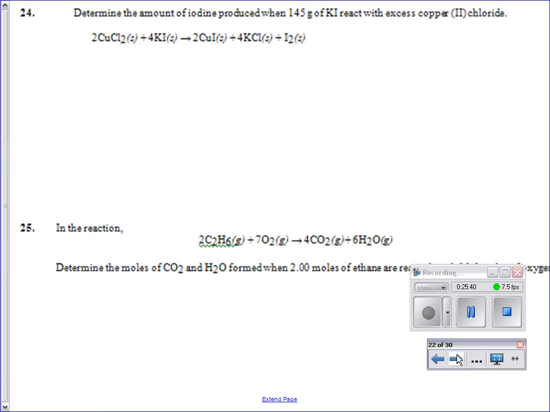We're only going to do 24. It says determine the amount of iodine produced. So since that's a solid, we're looking for how many grams of iodine are produced when 145 grams of KI react with excess copper 2 chloride.